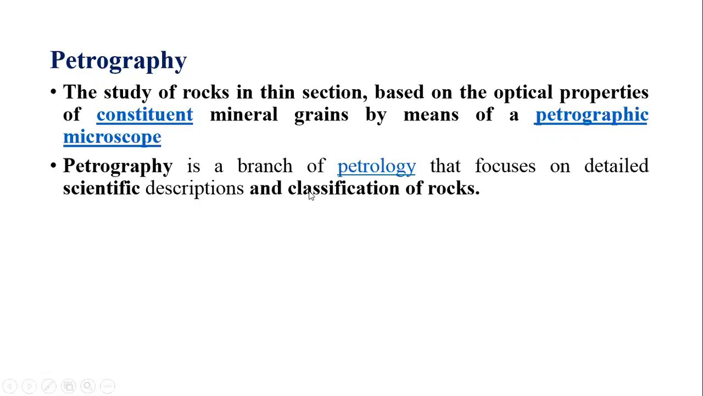So in petrography, usually a thin section of rock is studied, and the mineralogical composition and structural features present within that rock are analyzed with the help of a petrographic microscope. And on the basis of this description of the mineralogical and textural features of any rock, that rock is then classified. So we may say that it is a detailed scientific description or study and classification of rocks.